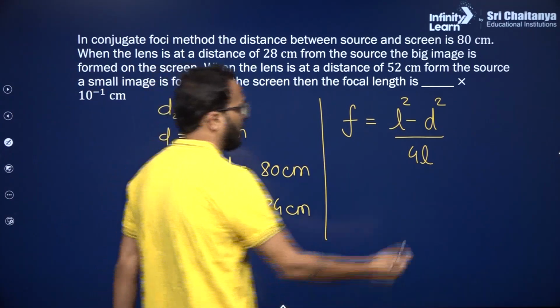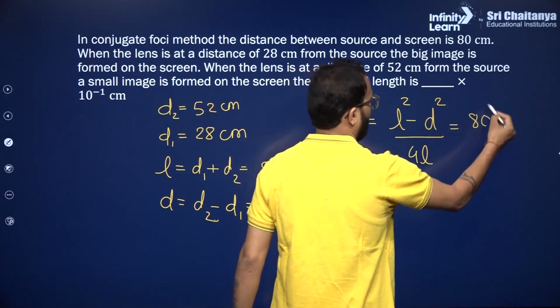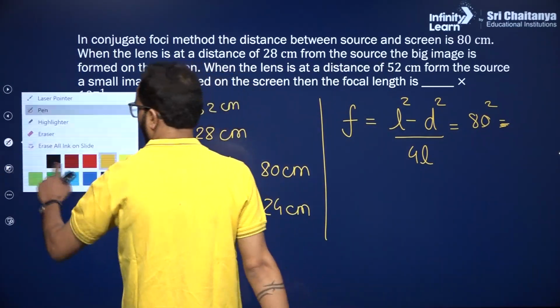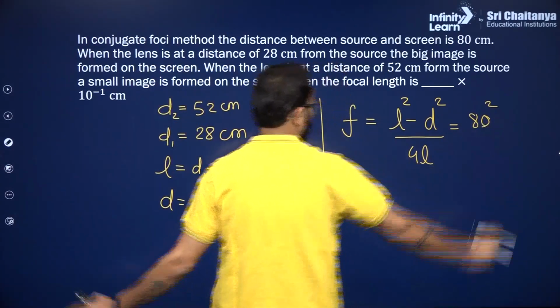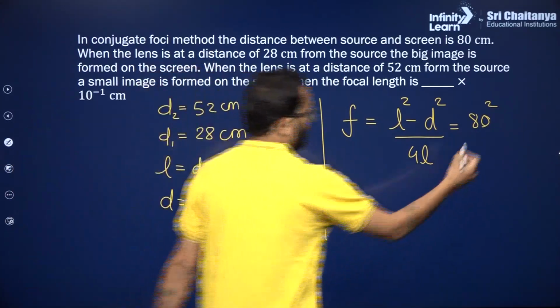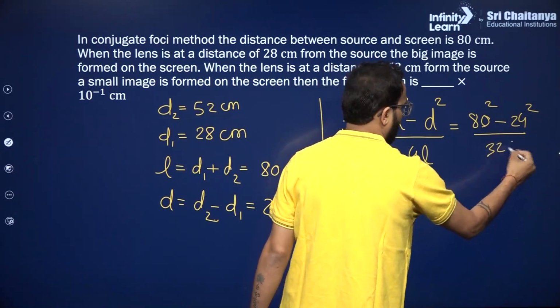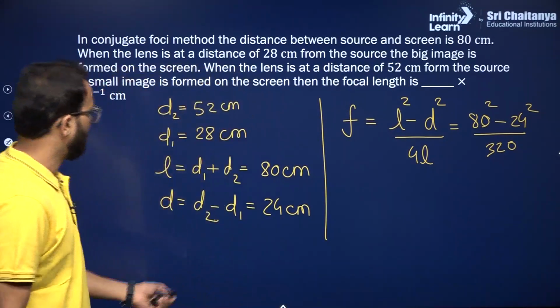Okay, put the values. It will be 80 square minus 24 square upon 320. Put the values and get your answer, right?